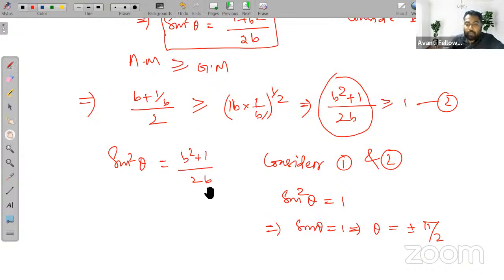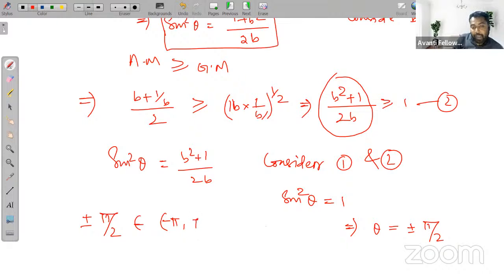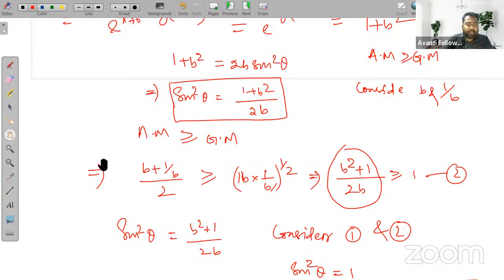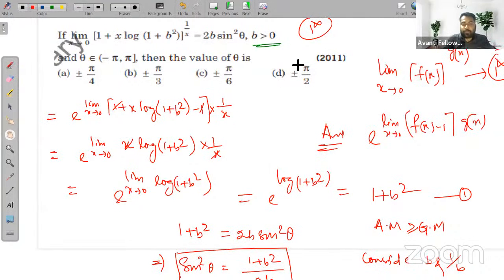If sine square theta is 1, then theta will be plus or minus pi by 2. Both minus pi by 2 and plus pi by 2 are lying between the given interval, that is minus pi excluded, pi included, right? So theta is plus or minus pi by 2. So what is the answer here? The correct answer is plus or minus pi by 2. Option D is the correct answer.